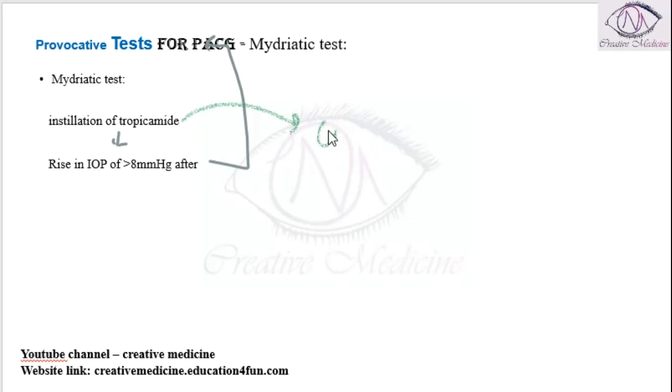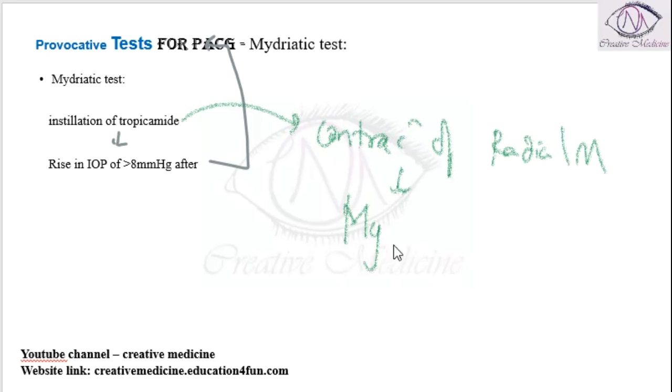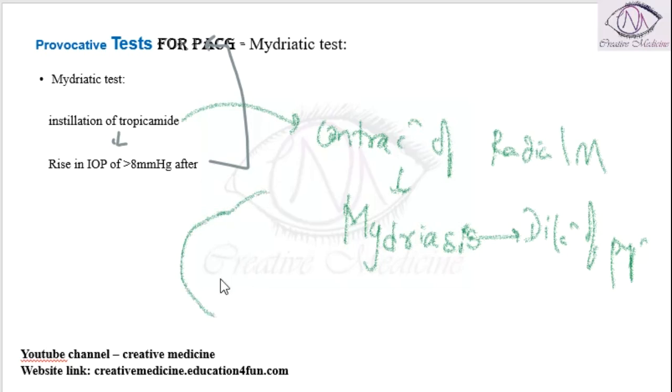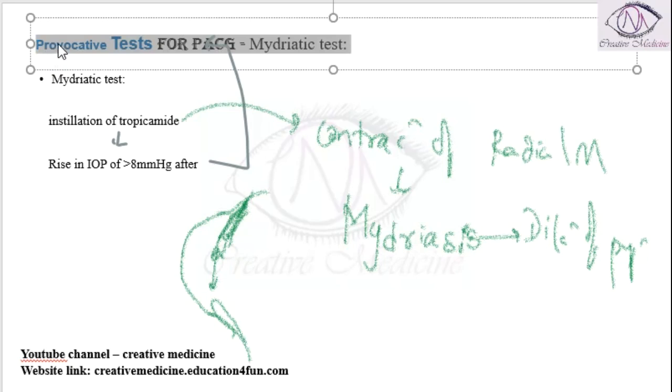This tropicamide will cause contraction of the radial muscles, and as a result there will be mydriasis in the presence of tropicamide. In mydriasis, there is dilatation of the pupil, and when the pupil dilates, if there is any angle closure, the dilatation of the pupil will be something like this. As a result, the pupil is dilated, so this angle becomes narrow. So primary angle closure glaucoma can be manifested on giving tropicamide, which is a mydriatic.